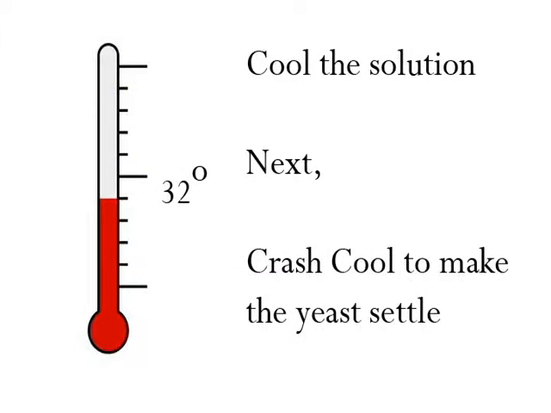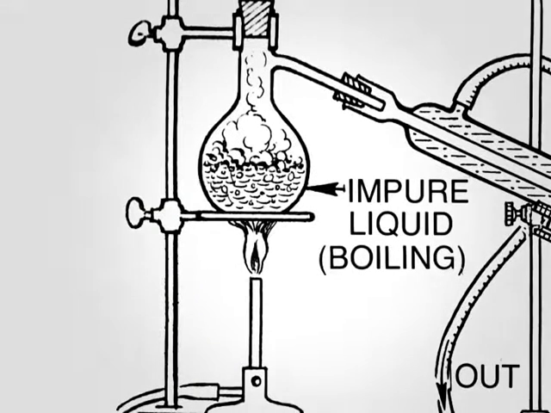Then cool the fermented product to stop the yeast and then crash cool it to about 32 degrees Fahrenheit to cause the yeast to settle down to the bottom and separate out. This is the end of fermentation. The next step is distillation.